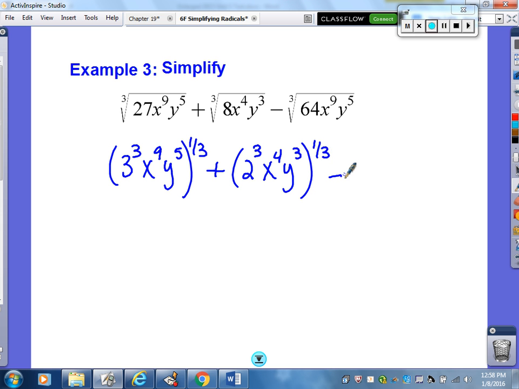And then minus, let's see, 64. 64 is 2 to the 6th, right? 2 to the 6th, x to the ninth, y to the fifth, all to the 1/3.